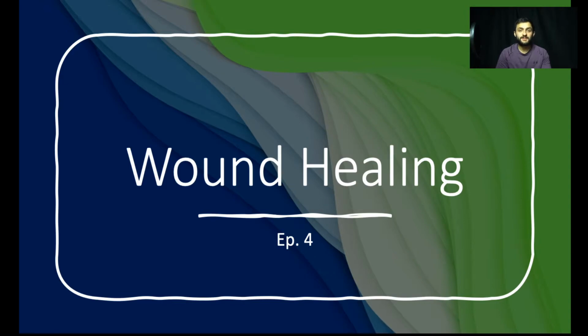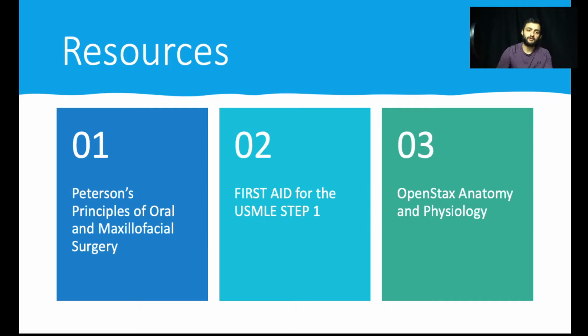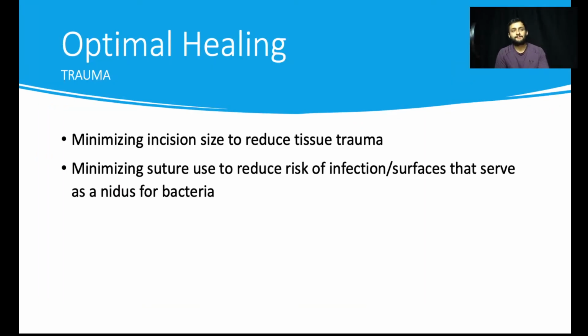Alright guys, so in this video we're going to be talking about wound healing a little more, but specifically we'll be talking about optimal wound healing. And as usual, the resources that I used for this video, of course, are Peterson's Principles of Oral and Maxillofacial Surgery, the First Aid for the USMLE Step 1, and OpenStax's Anatomy and Physiology, an open source book from Rice University. So, let's talk a little bit about trauma.